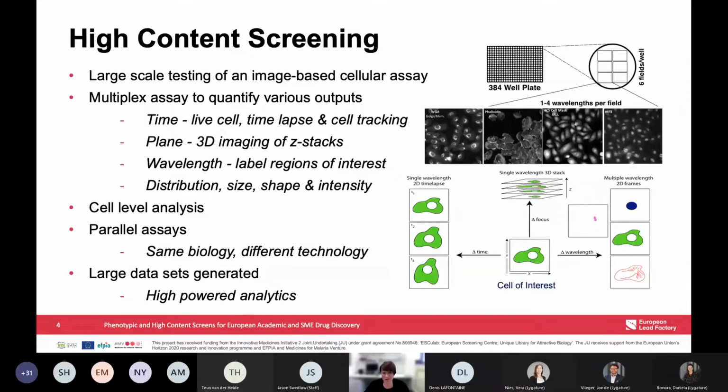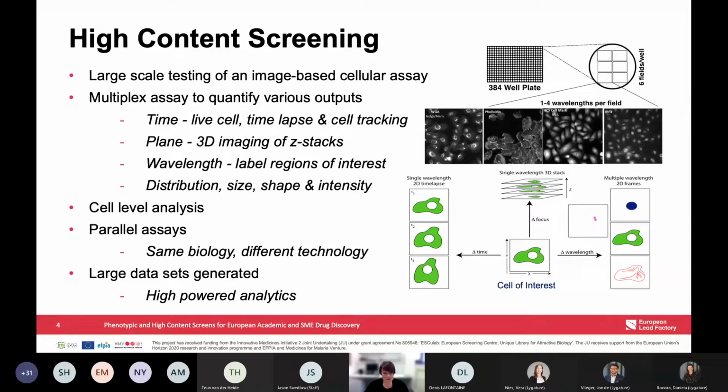High content screening, as opposed to high throughput screening, is usually a cell level analysis as opposed to well level analysis, and can incorporate parallel assays where you'll utilize the same biology but a different technology to build a better picture of the phenotype that you're interested in. So, for example, you might use the same cell line, and in one set of experiments, you'll do live cell imaging over time to track the distribution and any movements of your cells. And then you might use the same cell line to do fixed fluorescent imaging to identify specific compartments within your cell.